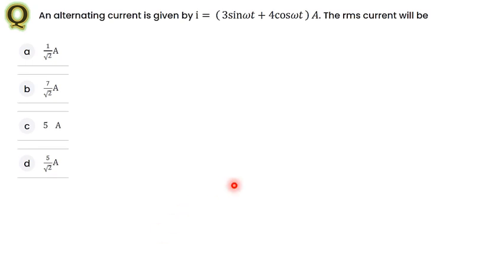Next problem, this is an old question paper problem. An alternating current is given by I equal to 3 sin omega t plus 4 cos omega t ampere. The RMS current will be, so they are asking about RMS current. Already we know that IRMS is equal to I naught divided by root 2. There are two terms here, sin omega t and cos omega t. You can write I equal to I naught sin omega t, or I equal to I naught cos omega t.